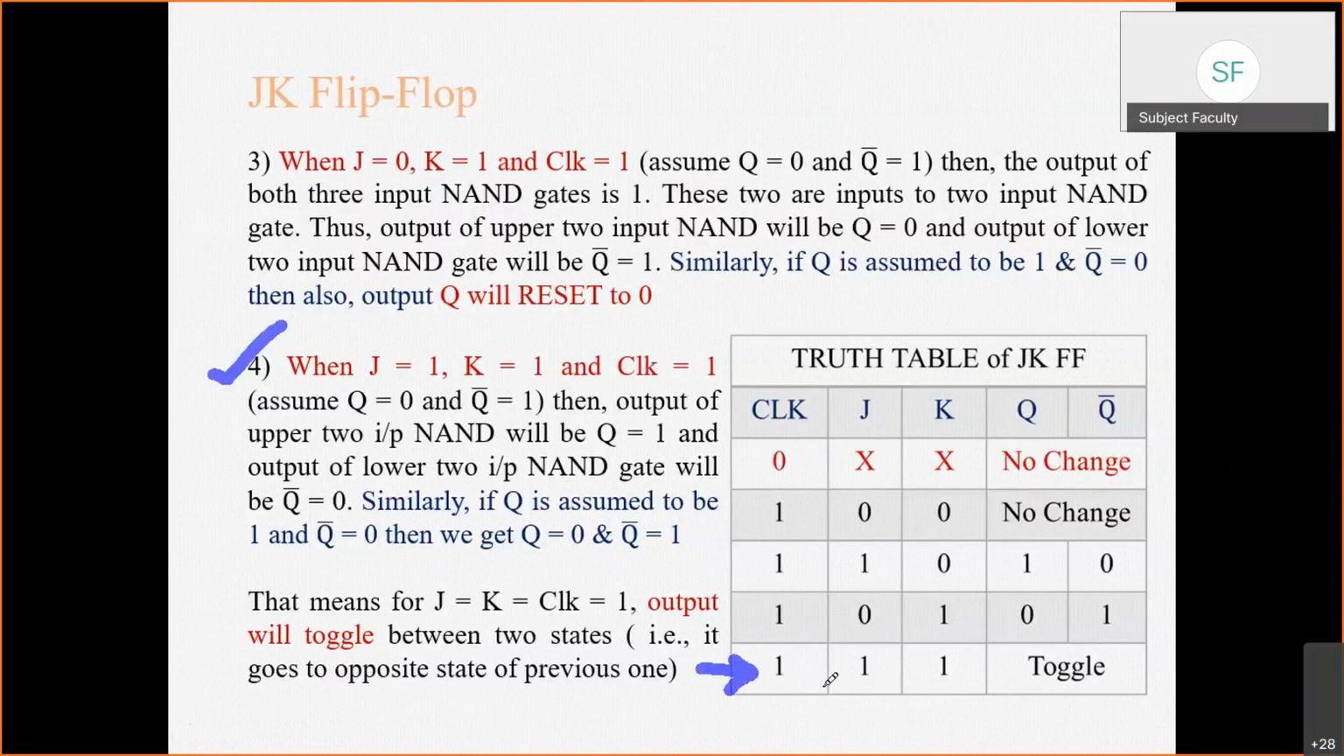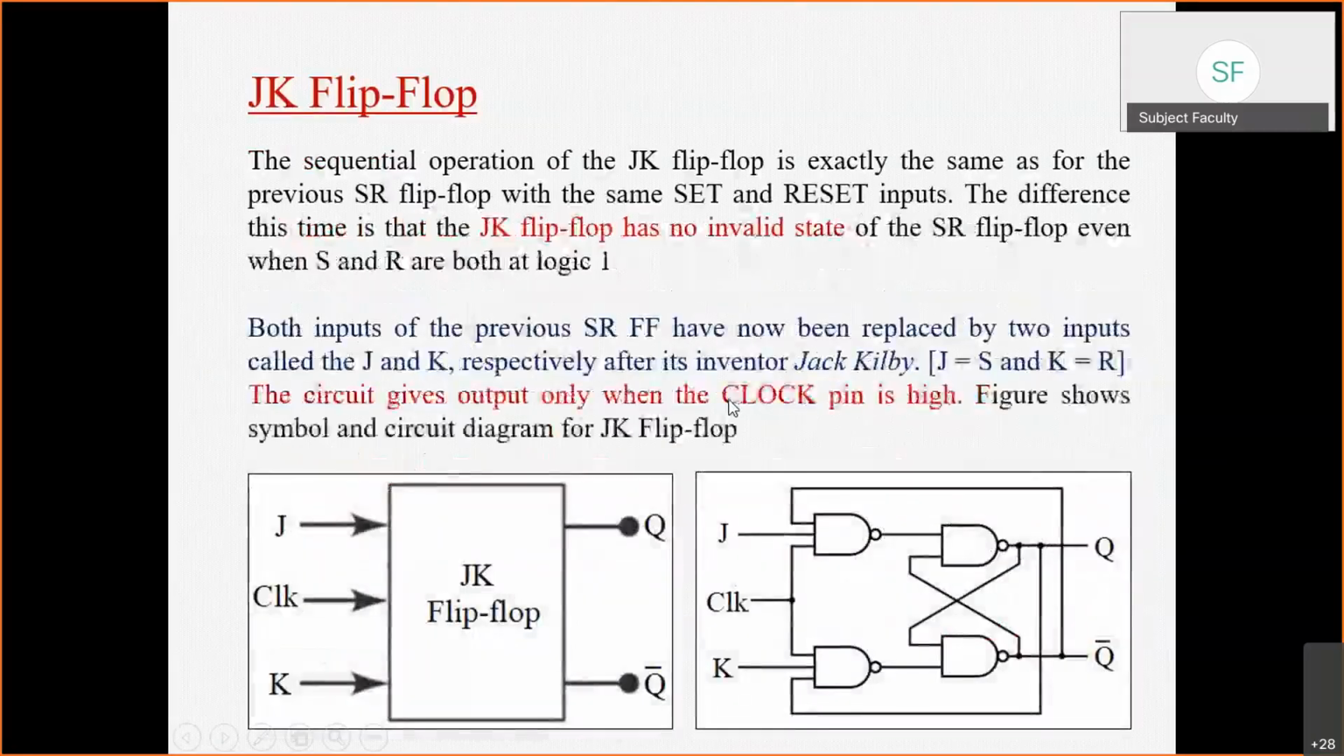Now whenever the value of J is 1, the value of K is also 1, and the clock will always be 1, what is happening here? Let's take a look at how it is working. Now the value of J is 1, the clock is also 1 and K is also 1. In case of RS, it was invalid, right? But what will happen in case of JK? We are just discussing that.